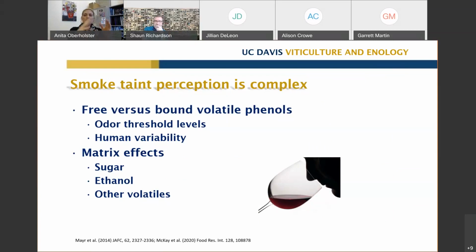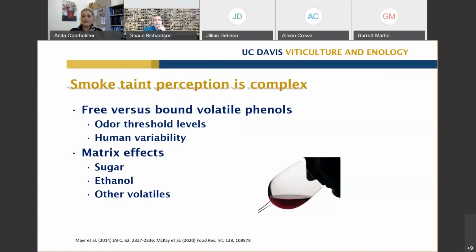Another thing is the matrix has a huge impact. We know a little bit of sugar, 3 grams per liter, can inhibit the contribution from the bound because it inhibits the enzyme in your saliva. 14% alcohol or more can do the same thing. A lot of phenolics can help hide that retronasal ashtray character. Volatiles, a lot of fruit, can hide the smoke on the nose. Green character can uplift the smoke on your nose.